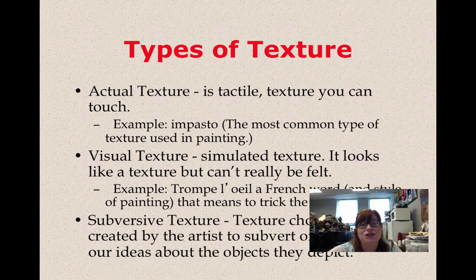Then visual texture is simulated texture. It looks like a texture, but it can't be felt. So, for example, a trompe-l'oeil painting, that's a French word and a style of painting that means to trick the eye. Trompe-l'oeil, trick the eye, and we'll look at an example. And then there's subversive texture, which is texture chosen or created by the artist to subvert or undermine our ideas about the object they depict. Well, what do we mean?